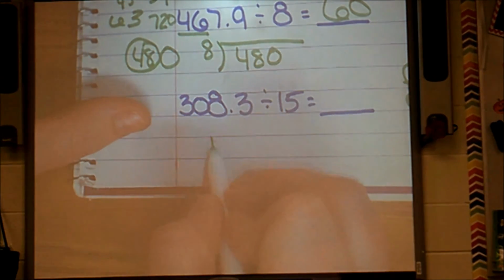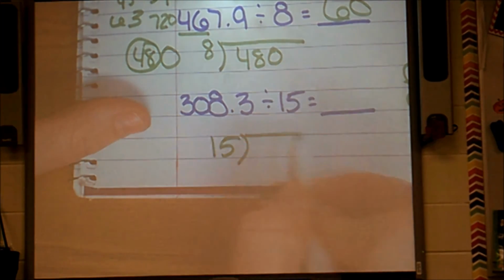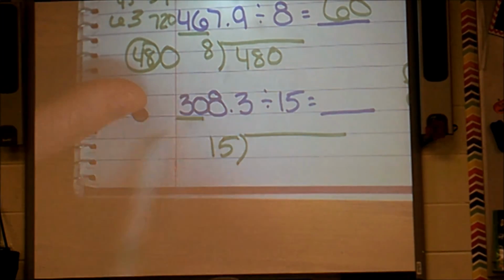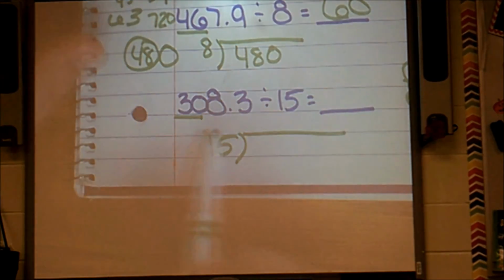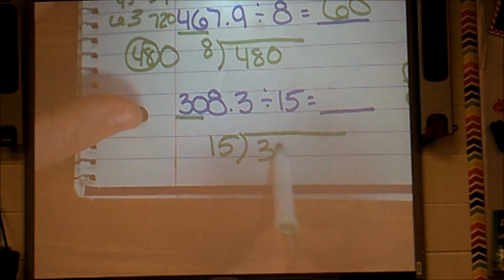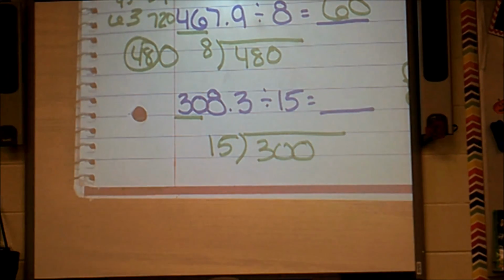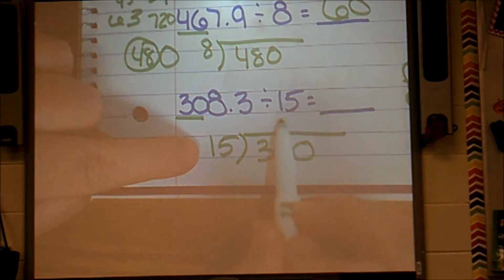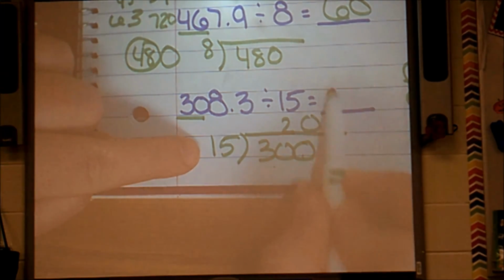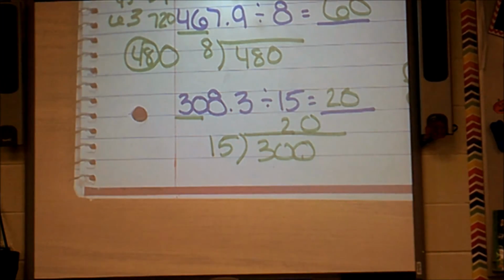So I'm going to leave my 15 the same. I'm going to count by 15s till I get close to 30. 15, 30. Well, that didn't take long. 30. Then add a 0 to make the same number of place values. 15 goes into 30, 2 times, with the 0, 20. So my estimated quotient should be about 20.